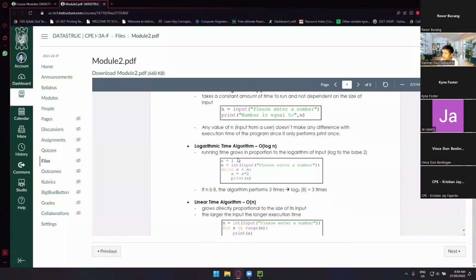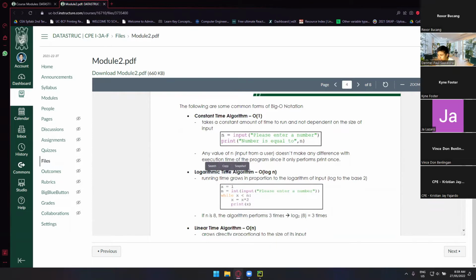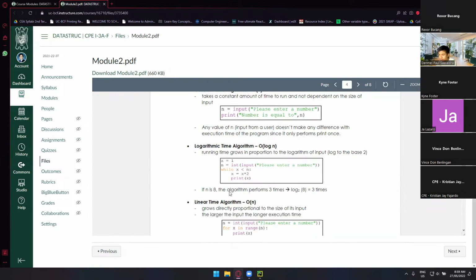As you guys can see, the bigger the input, the longer it will take for this algorithm to perform. Depending on the amount of the number, that's the time that it will consume. So this is one example of a logarithmic time algorithm using big O notation. Are we clear so far with this logarithmic time algorithm? Yes, sir. Okay.